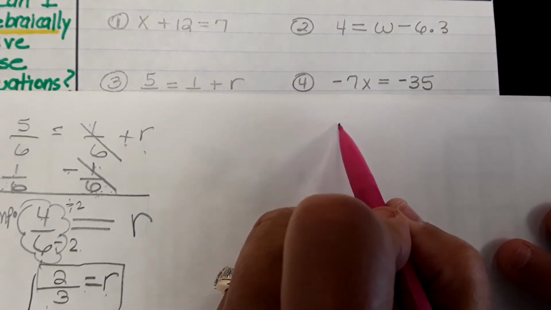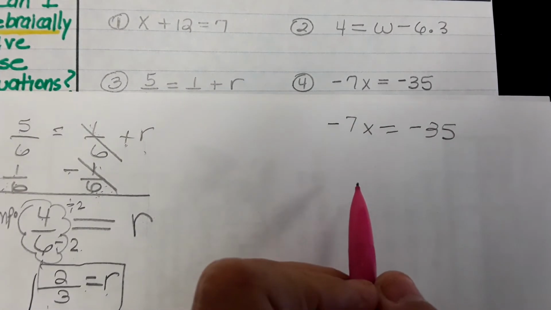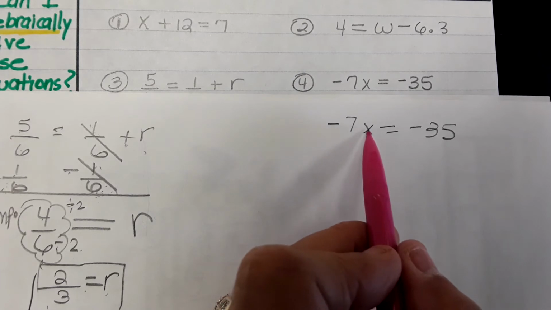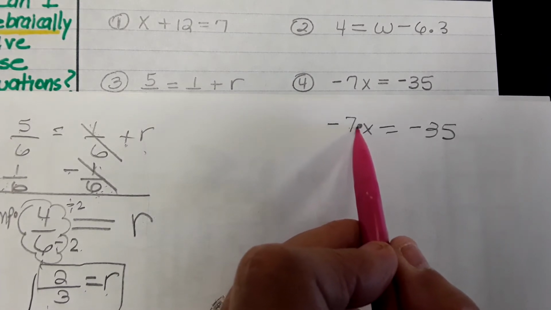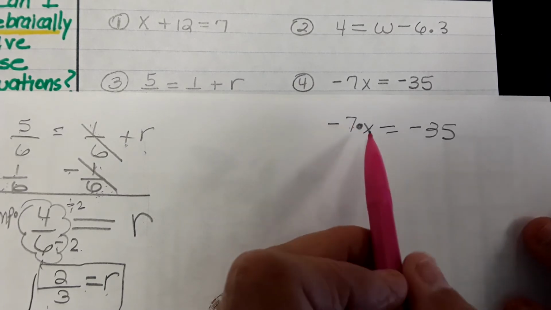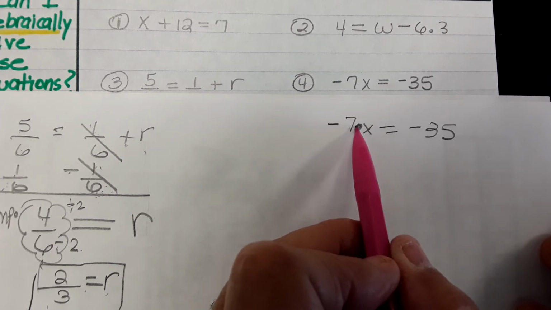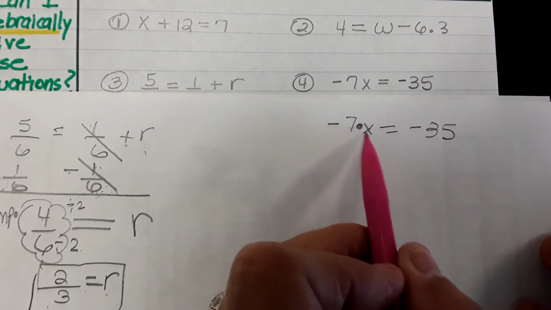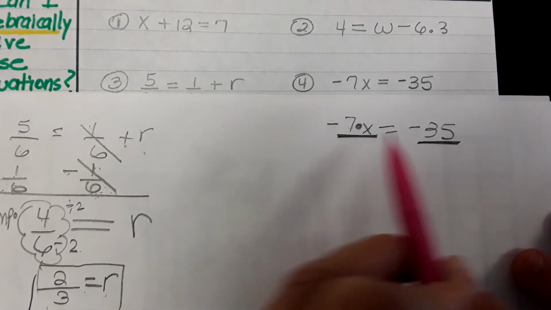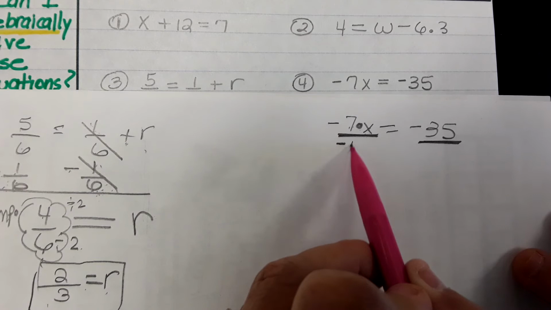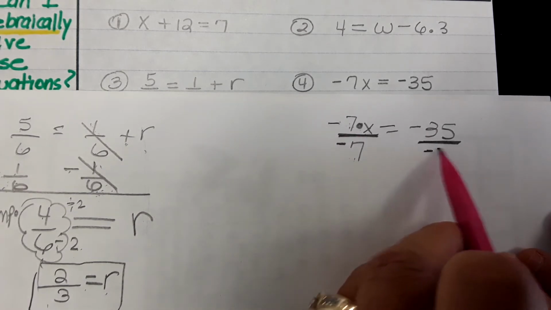Negative 7x, and again I'm rewriting it, equals negative 35. All right, with this particular example, notice there's nothing between the x and the 7. Don't forget there's a hidden multiplication sign there. So my variable is x, and they're multiplying by negative 7. What operation undoes multiplication? Correct, division. So I'm going to, both sides, if they multiply by negative 7, I'm dividing by negative 7. I want those two to cancel out.